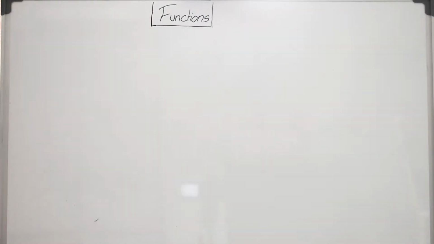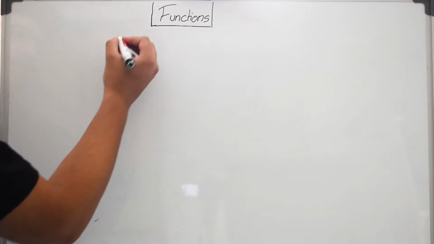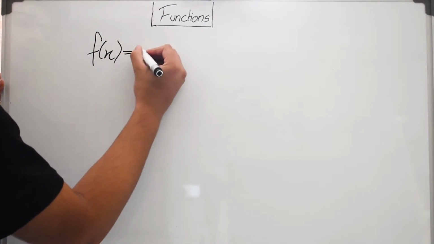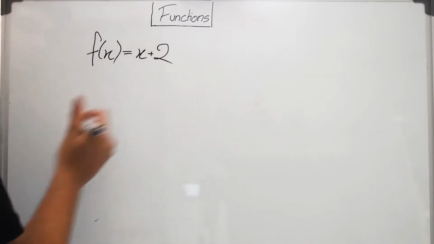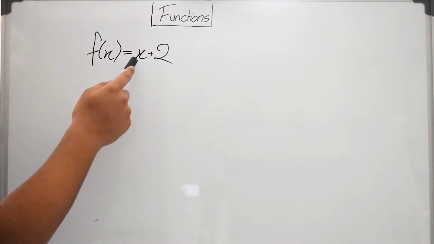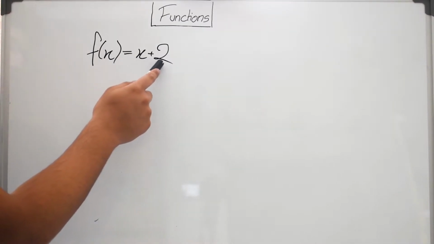In this video, I'll be teaching you inverse functions and the graphs of inverse functions. So first things first, let's start with a normal function. Let's say f of x equals x plus 2. This is a normal function. All it's doing is adding x to 2.